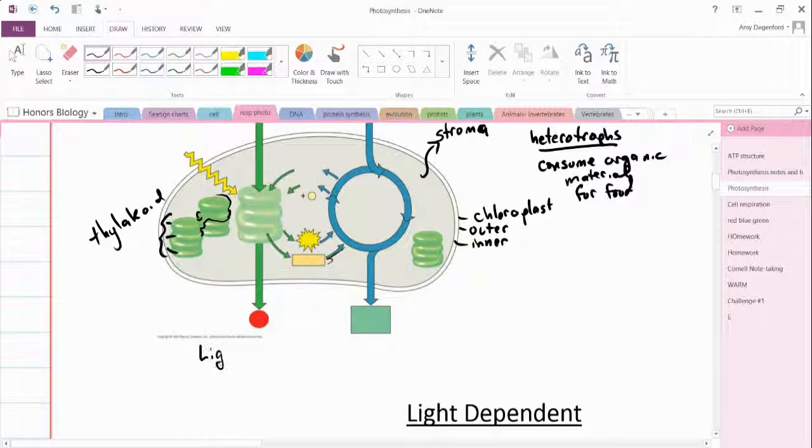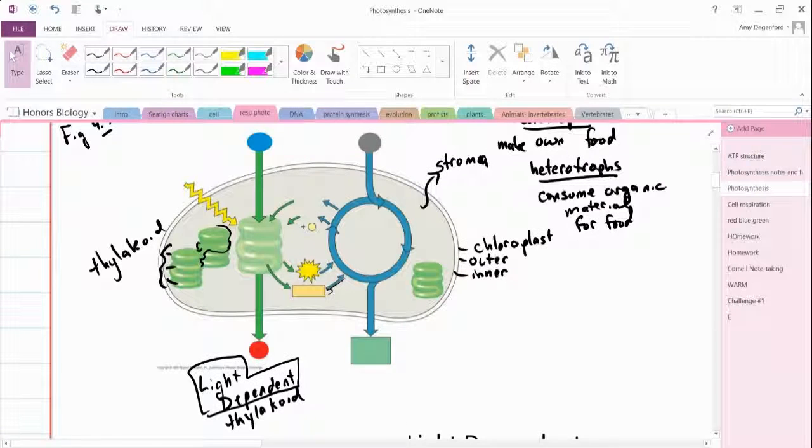So we have the light dependent reaction. And so just as the name implies, it's dependent on light. And the light dependent reaction occurs in the thylakoid membranes and inside of the thylakoid. So that thylakoid, that's going to be really important.